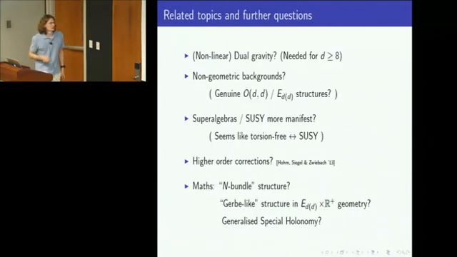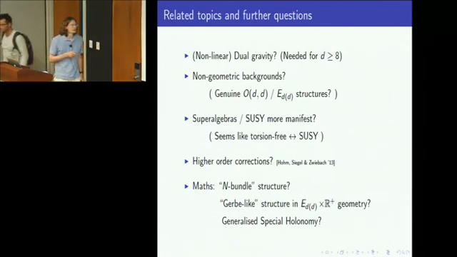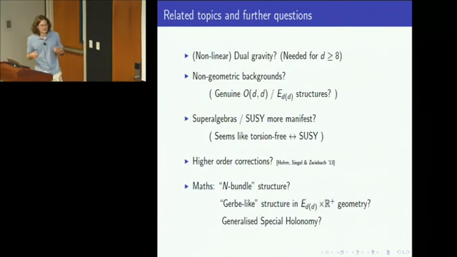There are also questions about non-geometric backgrounds. If I could have similar bundles to this which really genuinely were ODD or EDD structures, maybe that might be related to non-geometric backgrounds in string theory. I could wonder, can I write this with super algebras in it somehow? I could wonder about higher order corrections. Recently there was this paper by Hohm, Siegel, and Zwiebach that thinks about this in a double formalism, and that looks quite interesting. And then in maths, there's this n-bundle structure, which I don't know whether there could be some theory behind that. There's gerbe-like structures appearing in these exceptional geometries, which I don't know if they've been looked at before.